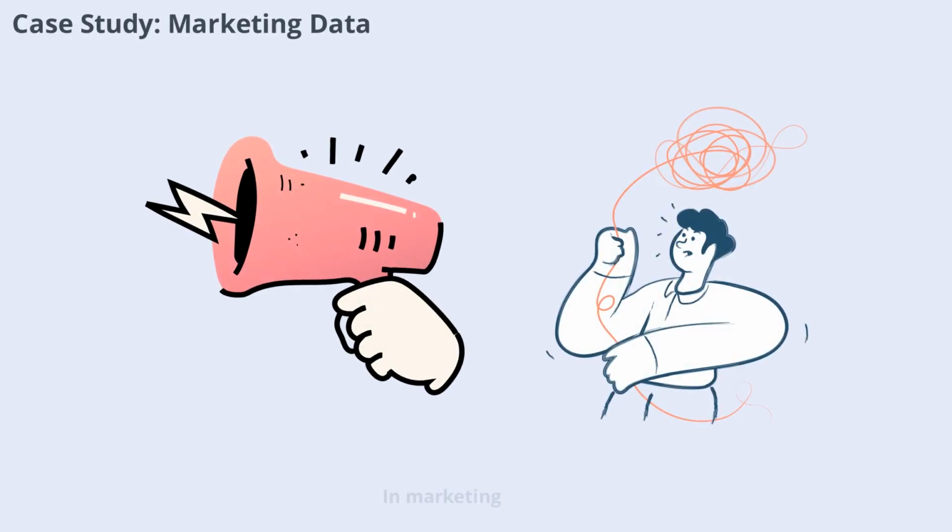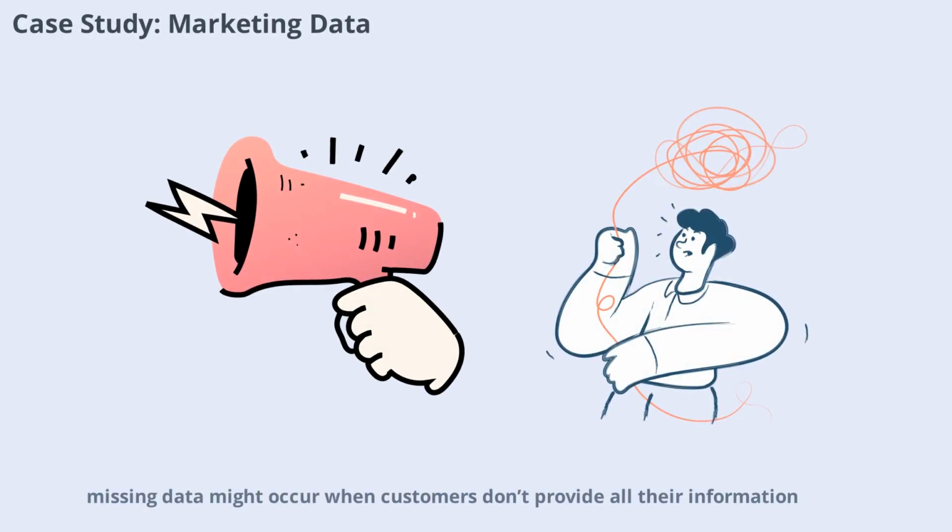In marketing, missing data might occur when customers don't provide all their information. Marketers often use imputation or predictive models to fill in gaps, ensuring that their campaigns are targeted and effective. Handling missing data well can lead to better customer insights and improved business outcomes.